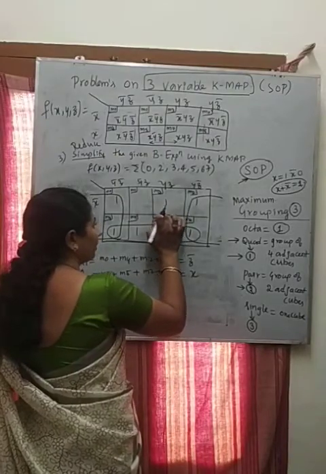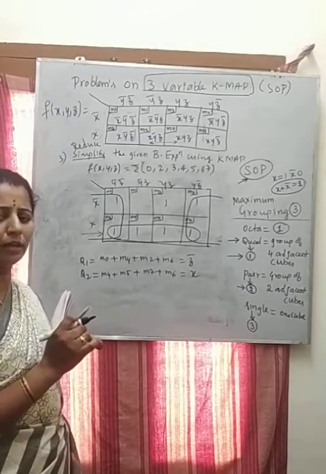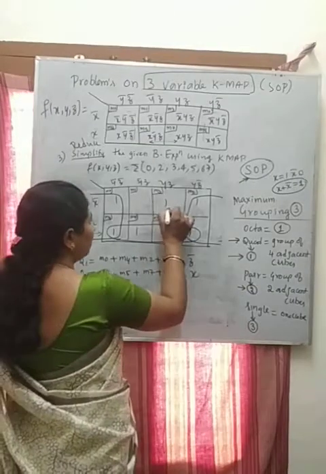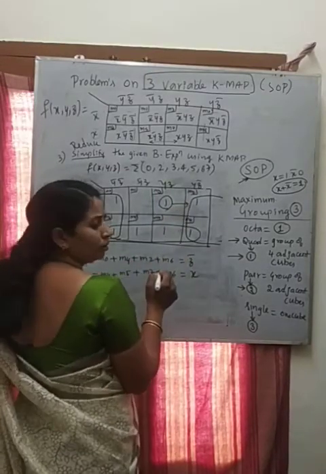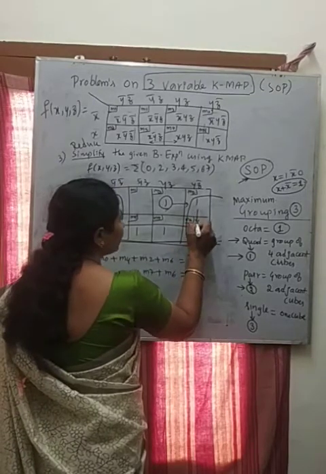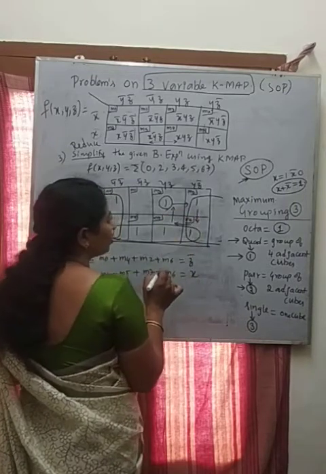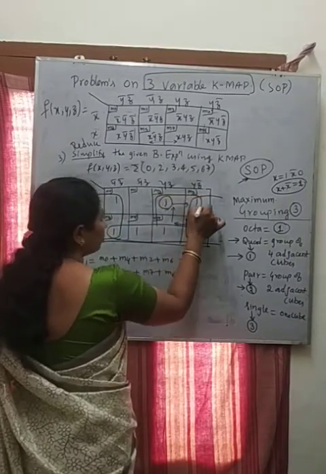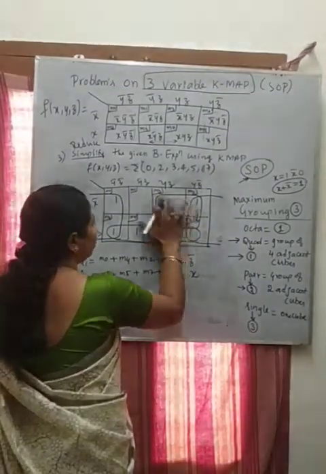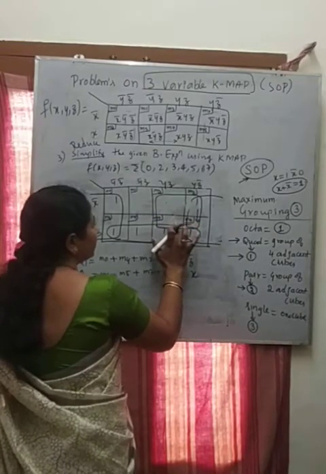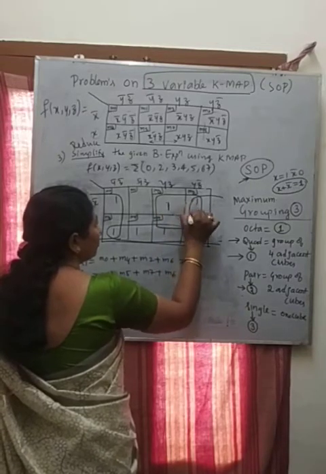3 is remaining. What is possible here? Pair, or a single, or a quad? Is it a single? No. Why? Because M3 is adjacent to M2. M2 is adjacent to M6. M6 is adjacent to M7. M7 is adjacent to M3. Then I can do a quad. Did you get it? These are the things adjacent over here. So we can do which group?